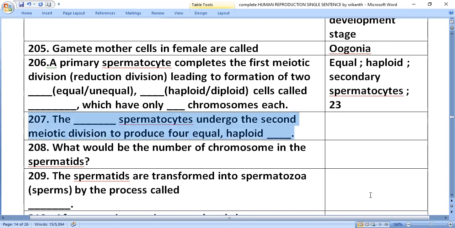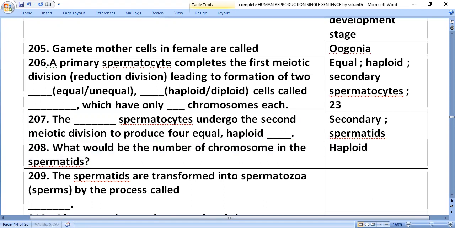Secondary spermatocytes undergo the second meiotic division, meiosis 2, to produce four equal haploid spermatids. In future, they mature in the form of spermatozoa. What would be the number of chromosomes in a spermatid? That is the haploid number, 23 chromosomes are present.